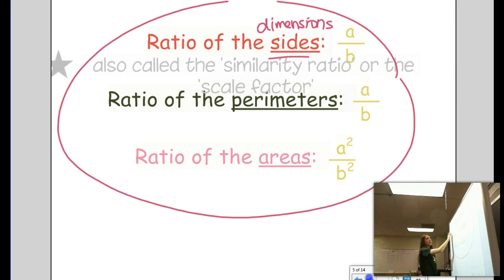By the way, people might call this the similarity ratio or the scale factor. So don't freak out if you see the word similarity ratio. It's just A to B, just the scale factor.